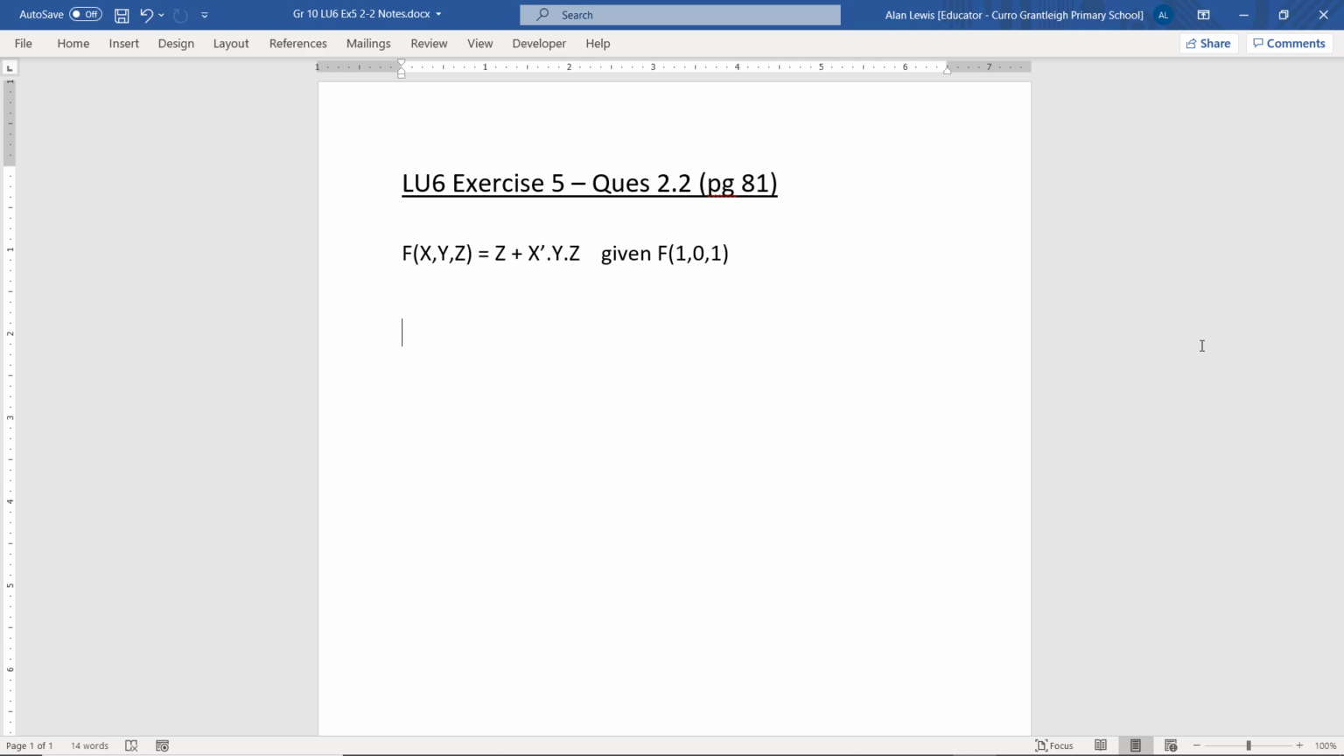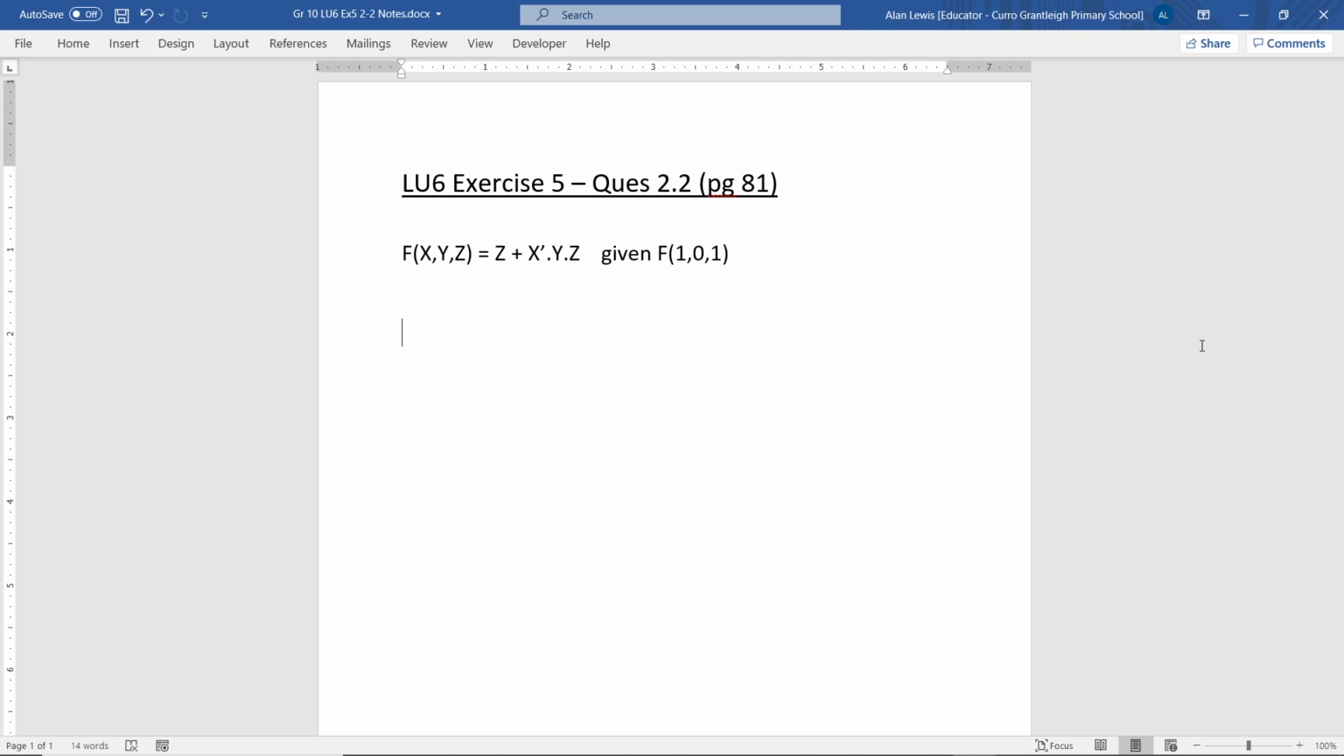So this is Learning Unit 6, Exercise 5, Question 2.2. This is in the Boolean logic section. So this question 2.2 is one of the types of Boolean questions that we can get. And you can see it's asking us to evaluate a certain function.